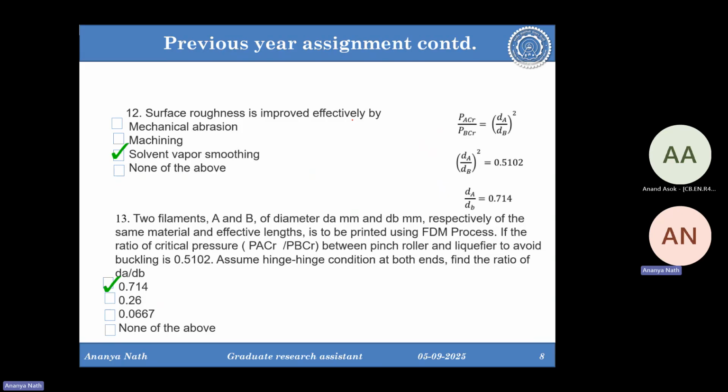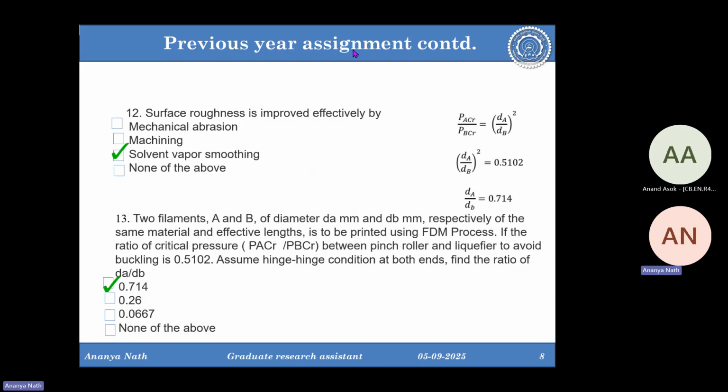Next, we have two filaments A and B of diameter dA and dB, respectively, of the same material, and effective length is to be printed using FDM. If the ratio of the critical pressure between pinch roller and liquefier to avoid buckling is this much, assume the hinge condition at both ends. Find the ratio of dA to dB.